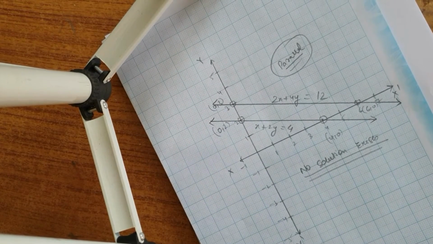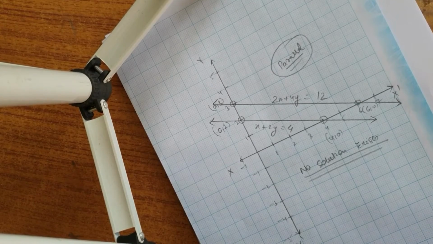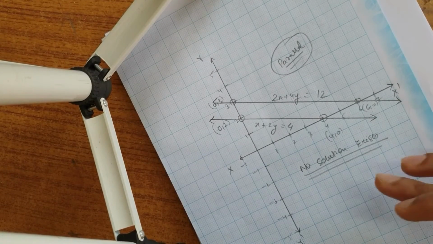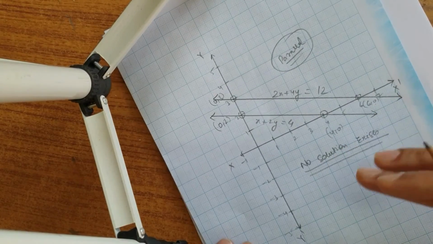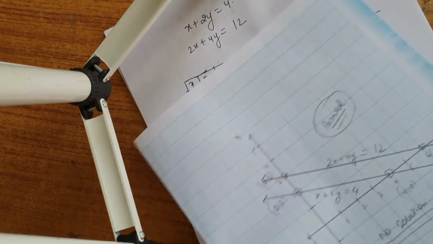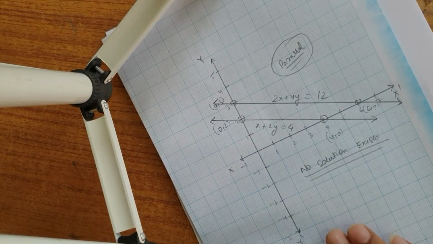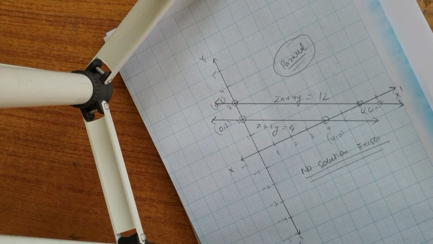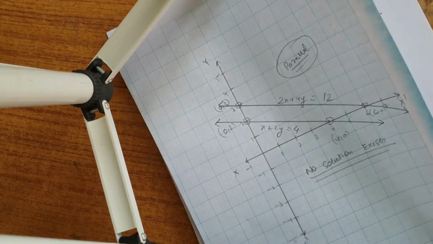I hope you're getting it. So just by looking at the equation we can tell whether it will have a unique solution, or no solution, or infinitely many solutions. I hope things are clear. You can see the graph once again: parallel means no solution. Lines are parallel, no solution.